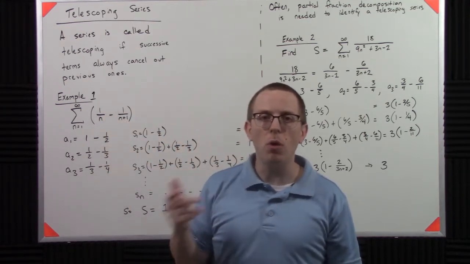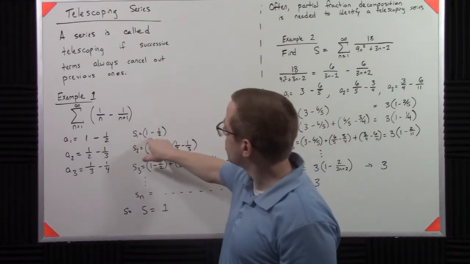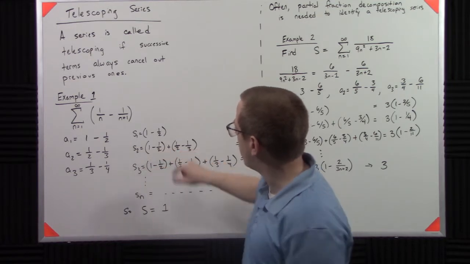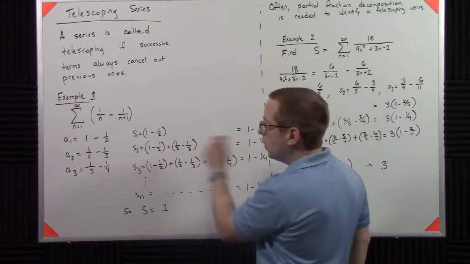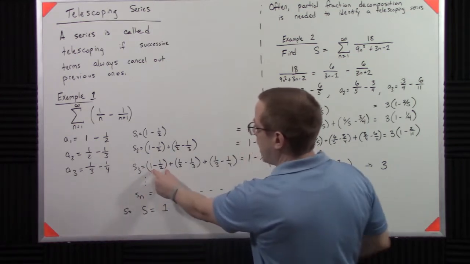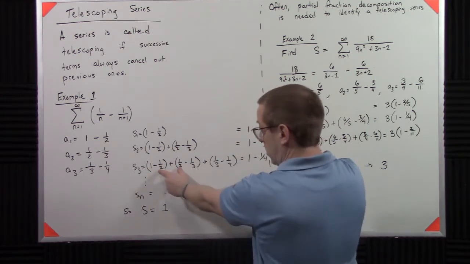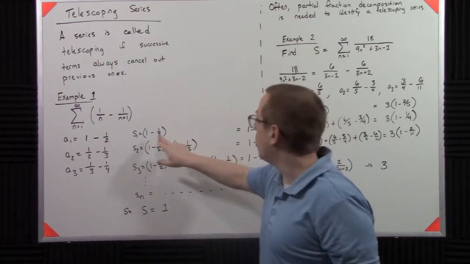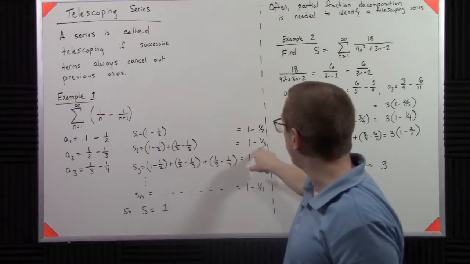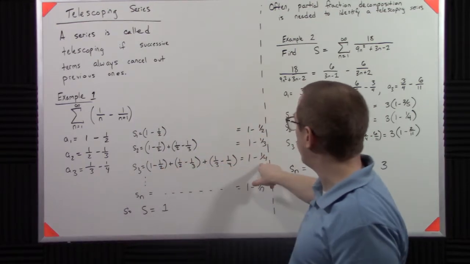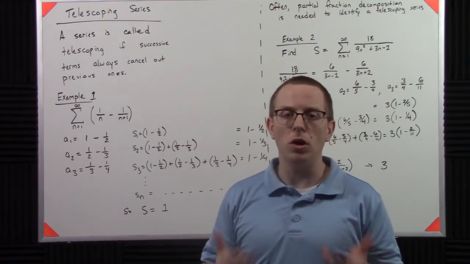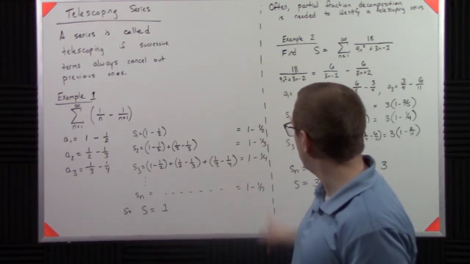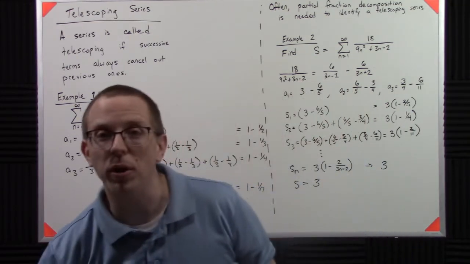So if I start looking at the partial sums, the first partial sum is 1 minus 1/2. The second one is 1 minus 1/2, and then 1/2 minus 1/3, so this cancels. In the third partial sum, I get 1 minus 1/2, 1/2 minus 1/3, so that cancels, and then I get 1/3 minus 1/4, so that cancels. So in the first term I have 1 minus 1/2, in the second term 1 minus 1/3, in the third term 1 minus 1/4. So it might be reasonable to conclude that the nth partial sum is 1 minus 1 over n plus 1. Whoops, that's 1 over n plus 1.